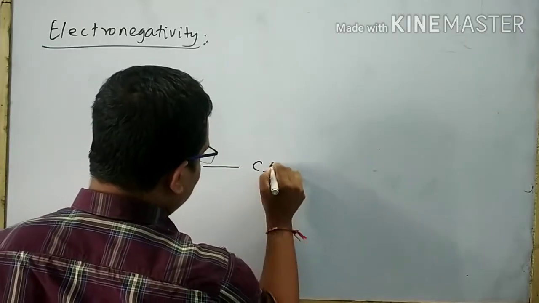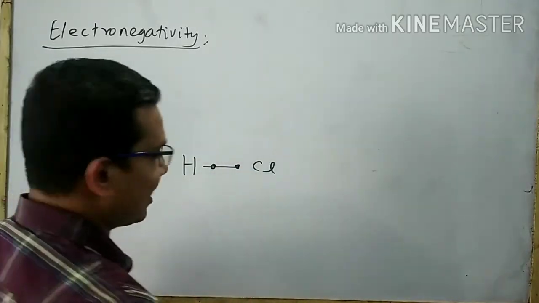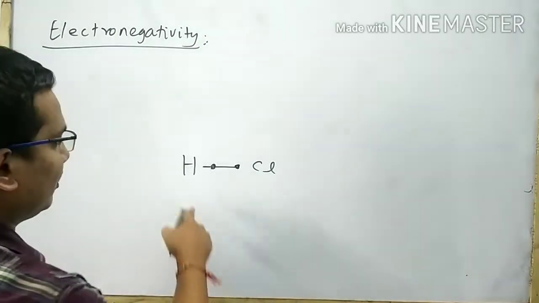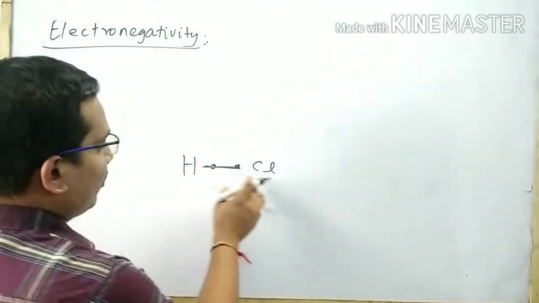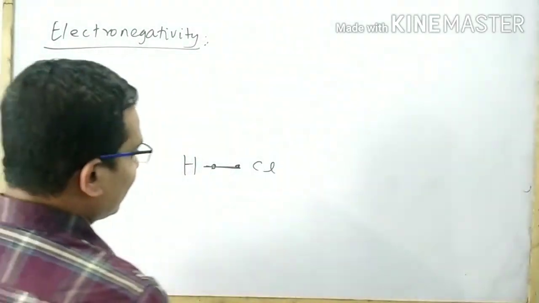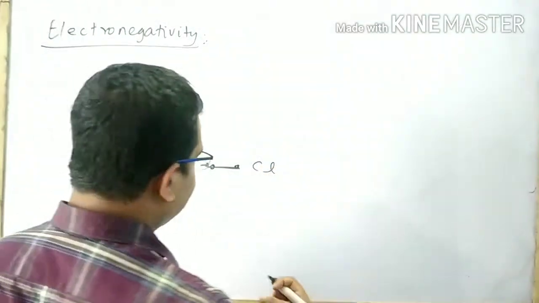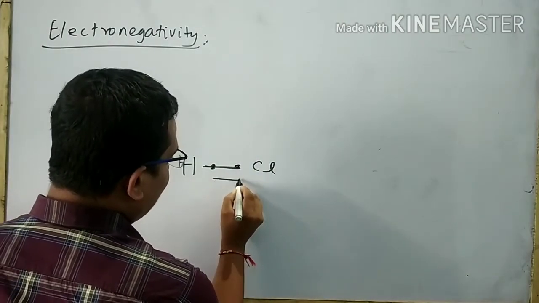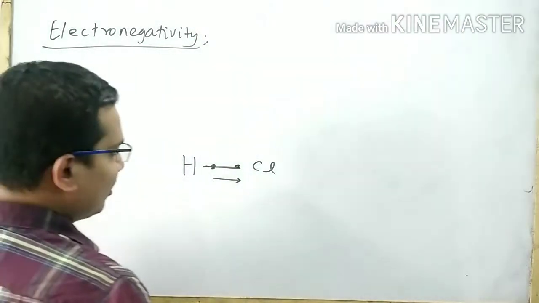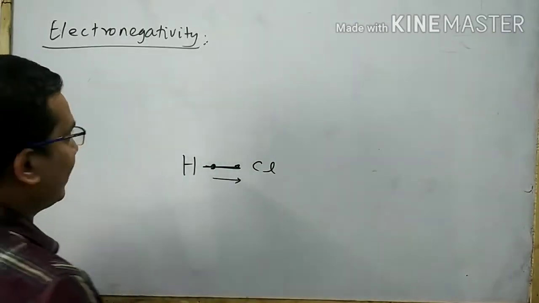Suppose think about a covalent molecule, H-Cl. Here two electrons are present, which is said to be one sharing. A single bond is formed between hydrogen and chlorine. On that two electrons, both chlorine and hydrogen have equal rights, but chlorine has more tendency to gain the electron. As a result, this electron moves maximum towards the chlorine. That tendency is called electronegativity.